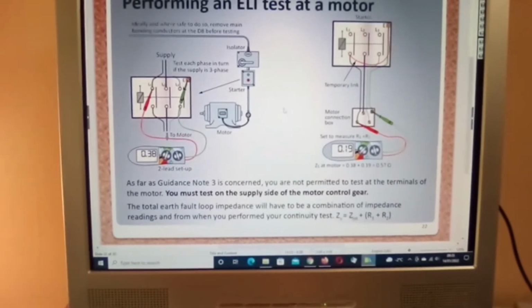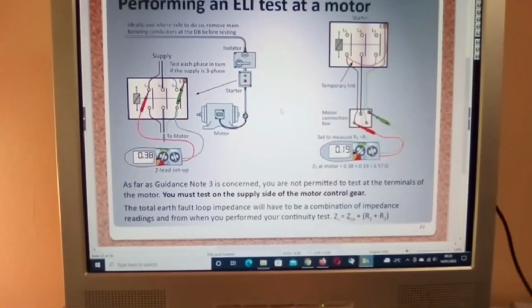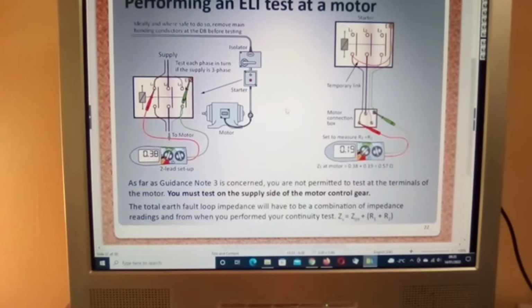I must admit, I'm quite pleased actually with the way the diagram has come out, and I'm quite chuffed about that.